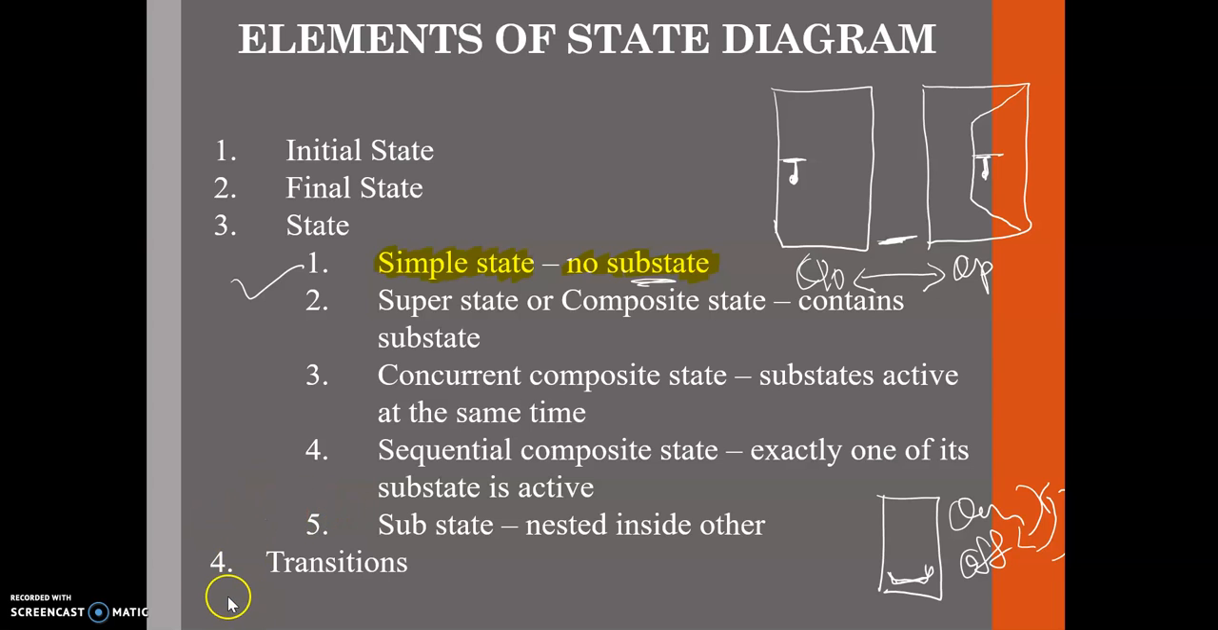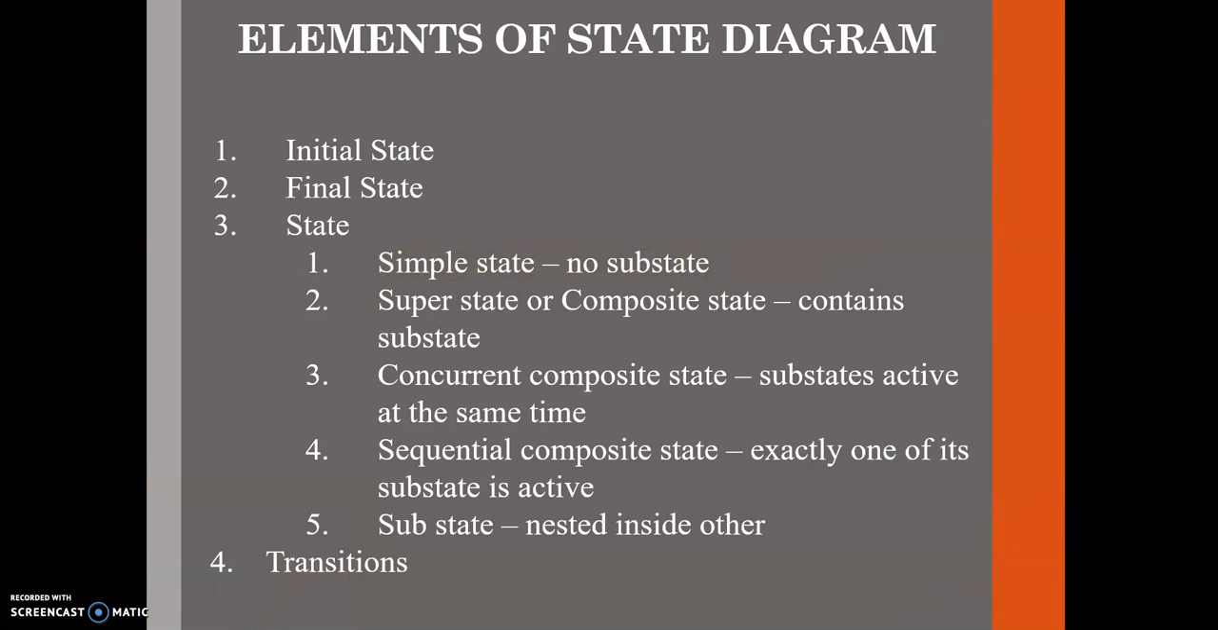After the simple state, the second is the super state or the composite state. Composite state means a group of multiple states, right? Composite states, multiple states. Another is the concurrent composite state: it's a composite, so multiple states would be there, but concurrent. And the third one is the composite that is sequential.